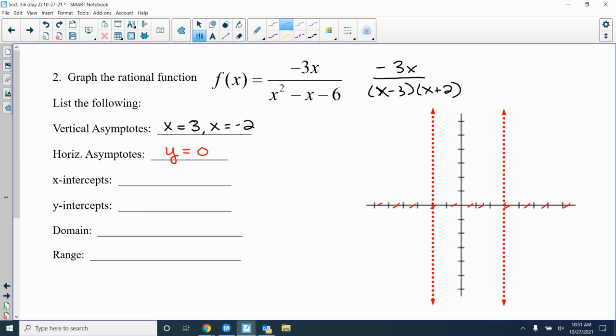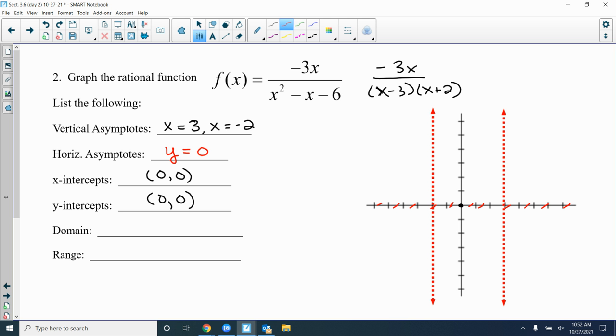X-intercept. What happens when you let the numerator equal 0? We get what? 0, 0. And what happens when you plug in 0? We get 0, 0. So the x-intercept and the y-intercept are the same point. Also, if you plot this point, it hits the horizontal asymptote. That's fine. That happens. So this is a case where it does touch or cross the horizontal asymptote. It just tells us what's going on, way to the right, way to the left.